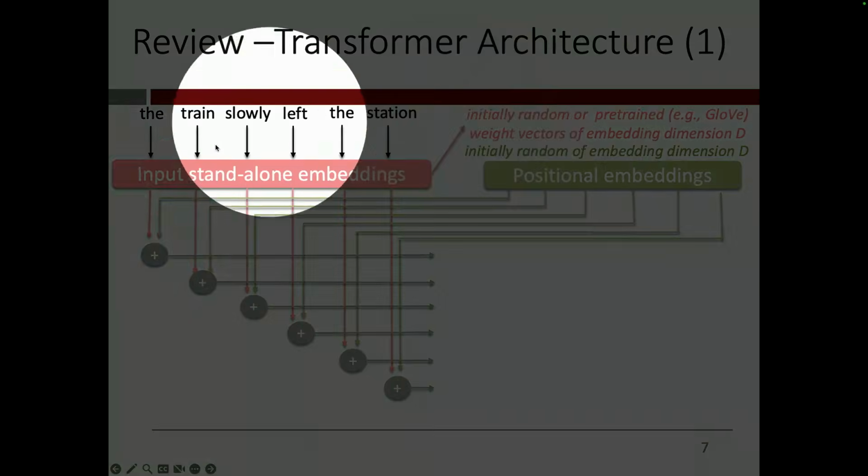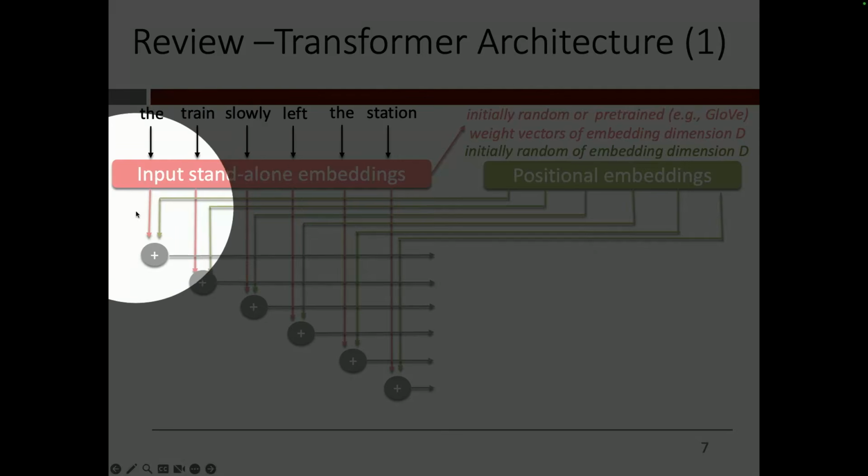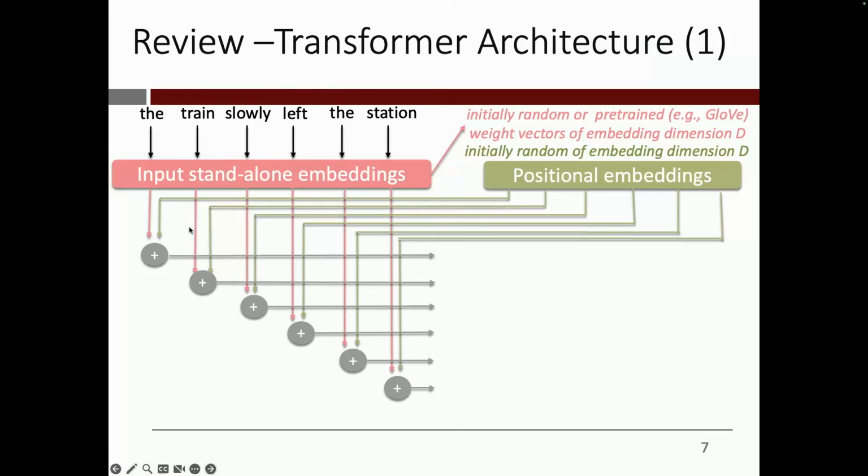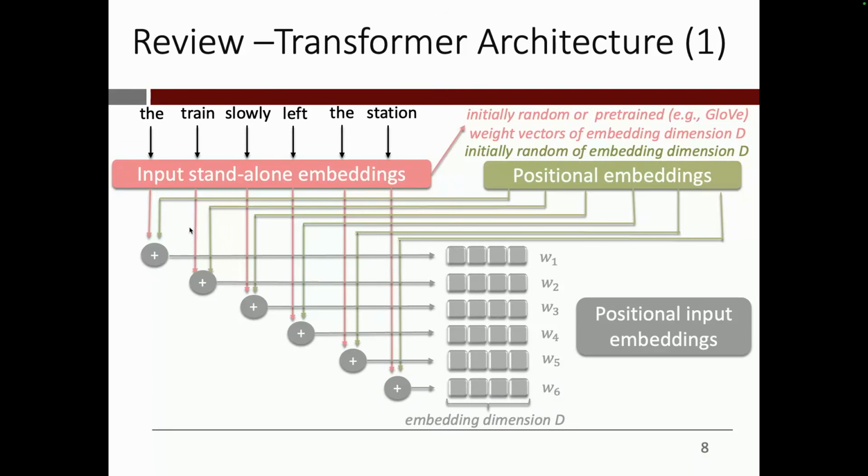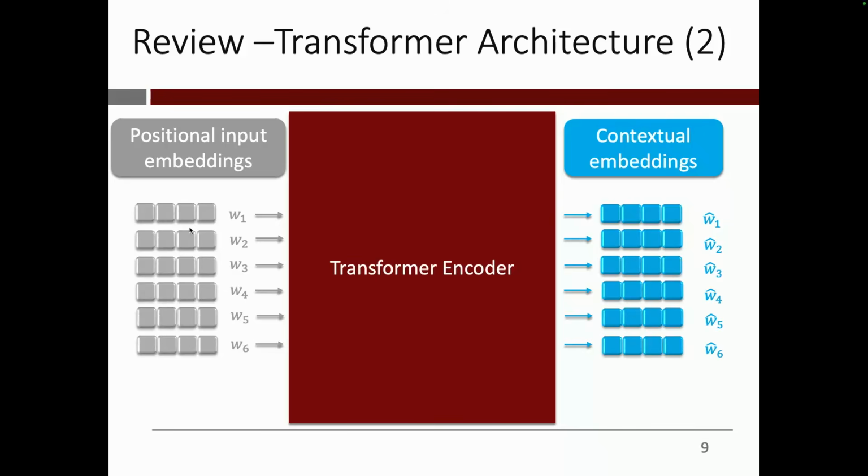And so each word here, we take its standalone embedding, we take its positional embedding, we literally just add them up element by element. Then we get a total embedding, and that's called the positional input embedding of each word. So this whole thing goes into this transformer encoder stack, and what pops out the other end is contextual embeddings. Okay? So that's the overall flow.